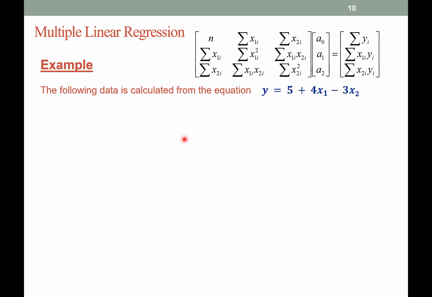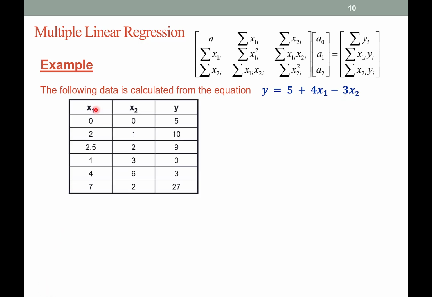So here we have an example where we made the example by setting a multilinear equation, which is 5 plus 4x1 minus 3x2. Then we set points for x1 and x2, and then solved for y to get this data set. And then we worked backwards to find what is A0, what is A1, which is 4, and what is A2, which is -3 in this case.